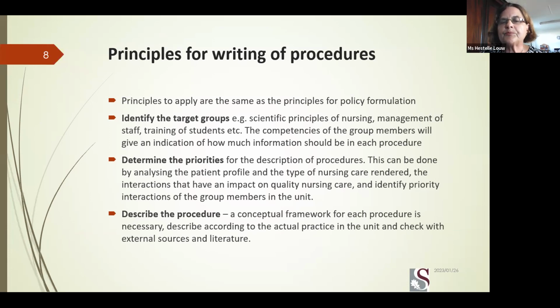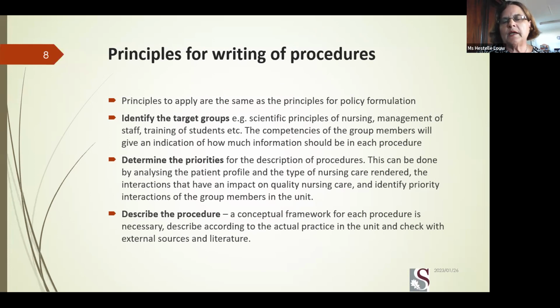Determine the priority for the description of the procedure. This can be done through analysis of the patient profile: you look at the patient profile in the unit and the type of nursing care they render, the profiles of the patients that are coming in, and put the two together. And you look at the interactions that have an impact on the quality of care as well. Then you identify the interactions of the group members in the unit, you prioritize them and decide which one is the most important.